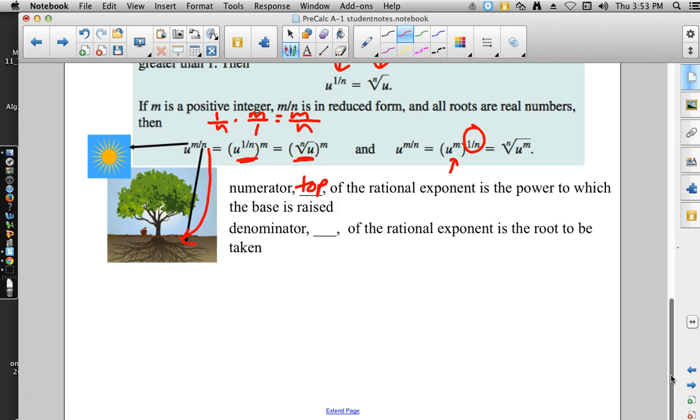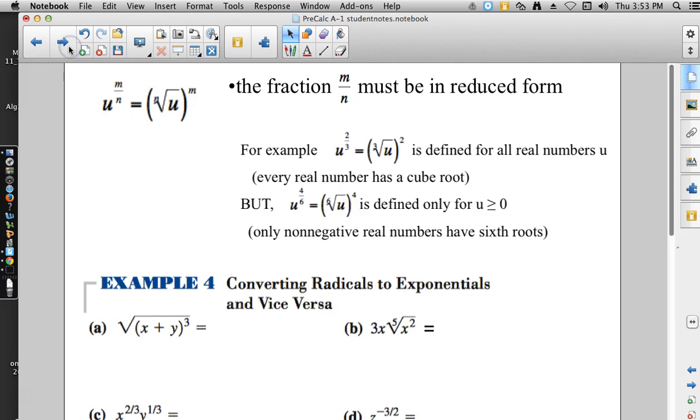Your denominator is the bottom of the rational exponent, and that is the root to be taken. So in the fraction, the denominator is the root. It is the index. And once we get used to that, things go very quickly. So on the next page, we see here that we are talking more about what happens when we have these fraction powers and how we can write them.